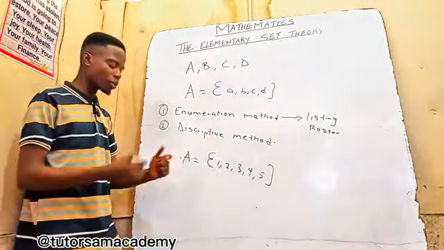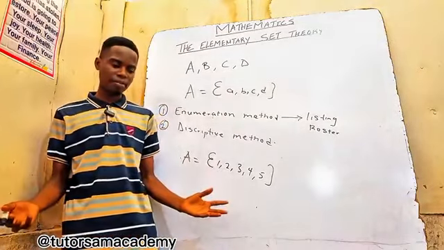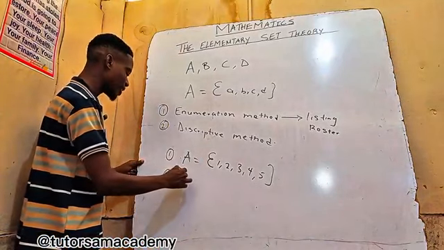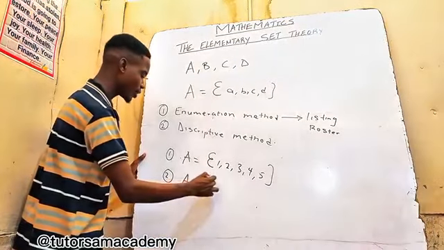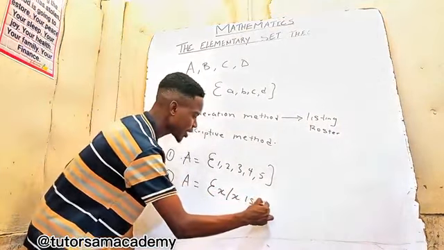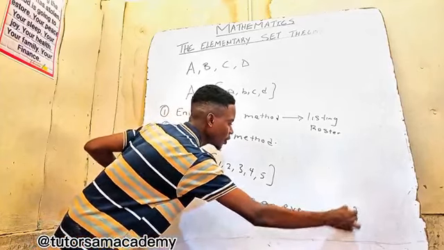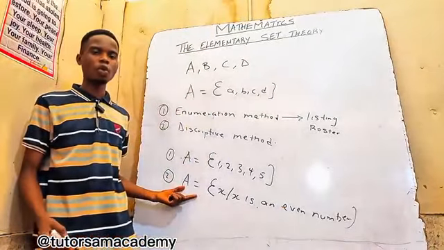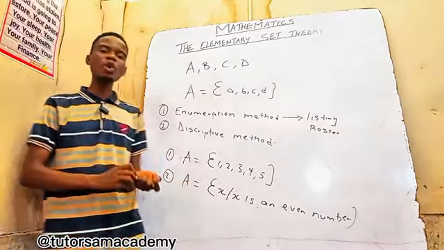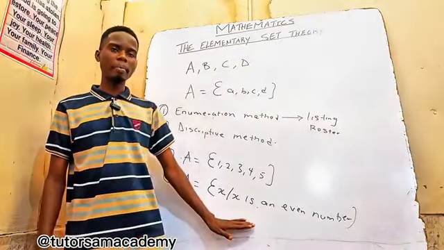While the descriptive method is a type of method where the members of that set are described. That is, when I have something like this, this is enumeration, and this is descriptive. When I say set A, x belongs to A, such that x is an even number, this is a descriptive method of describing a set. Descriptive means that I did not list the members of that set, but I describe it.